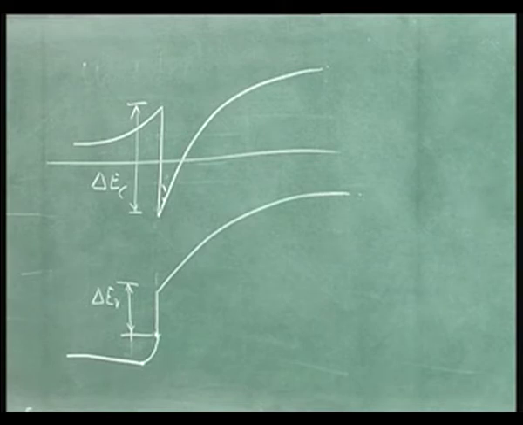Now, in fact, they have measured some of these quantities and arrived at a conclusion that delta EC by delta Eg is 0.6 to 0.64.